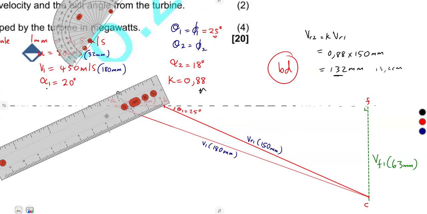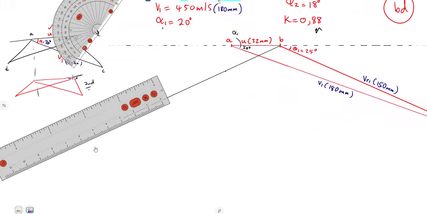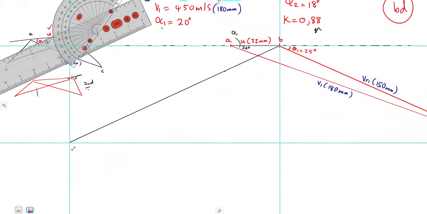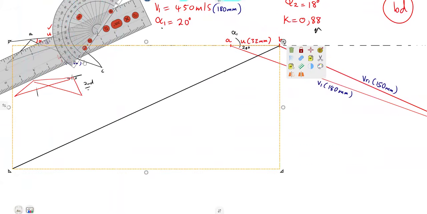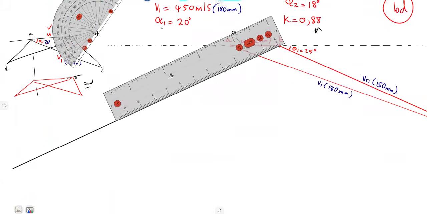Let me just join, and from there, I'm just going to increase that line. I'm just going to extend it, because we need 13.2. So I'm just going to extend this line. Let's try to extend it. All right, so we have extended this. Let's go back and measure 13.2.